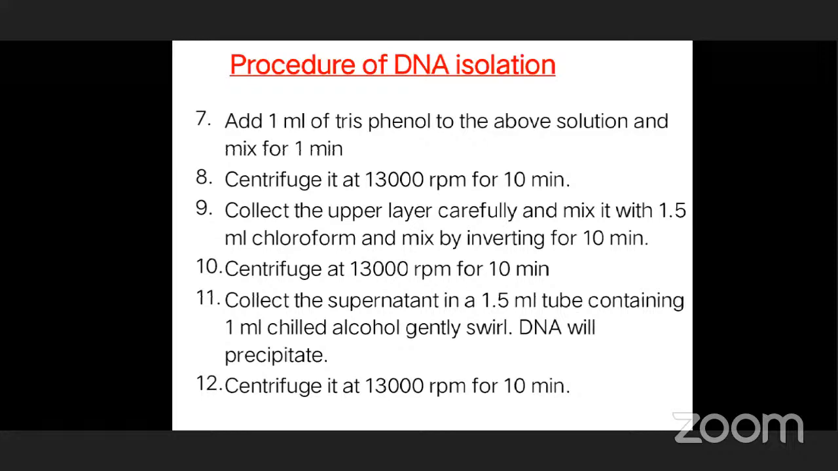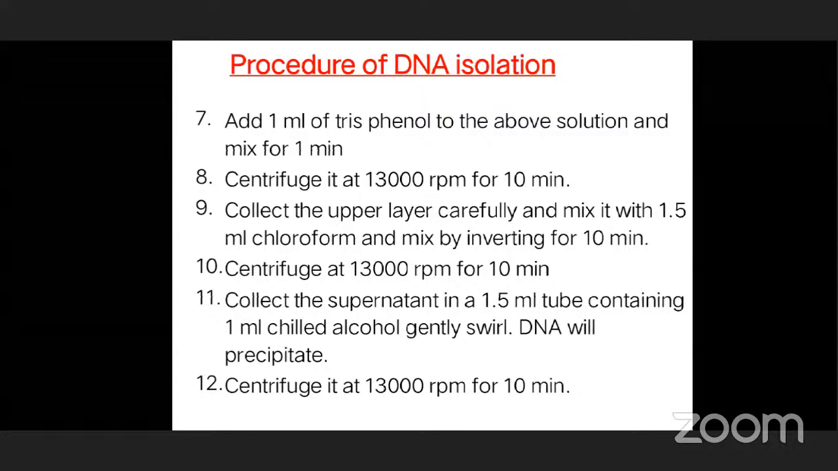Then again centrifuge at 13,000 RPM for 10 minutes. Here there is complete removal of cell debris, WBCs, proteins, carbohydrates, lipids, etc. Then collect the supernatant in a 1.5 ml tube containing 1 ml chilled alcohol. Gently swirl. DNA will be precipitated.